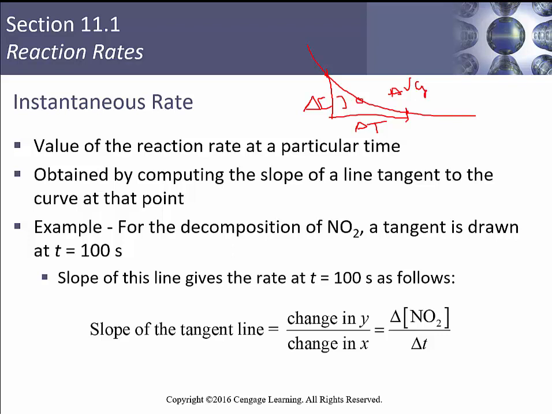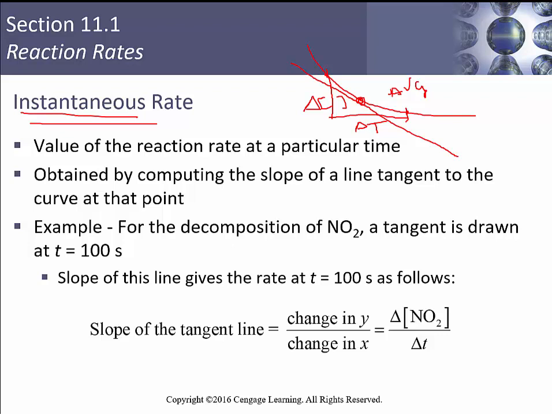And at that tangent, at that point, that's tangential to the curve, that is our instantaneous rate. It's obtained by computing the slope of a tangent line to the curve at that point. So, for example, for the decomposition of NO2, a tangent line is drawn at 100 seconds. The slope of that line gives the rate at t = 100 seconds as follows.